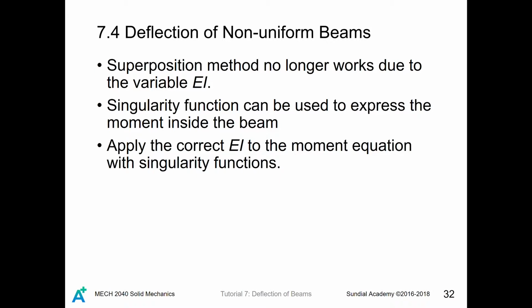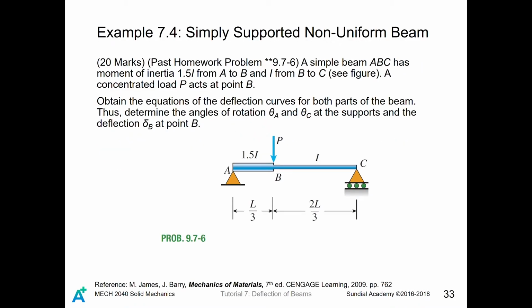So the main thing is how you can handle the boundary conditions at the joint of two different EIs. Next, I will give you an example of a non-uniform beam. It is a Pascal-Moore problem. A simple beam ABC has moment of inertia 1.5 I from A to B, and I from B to C, and there is a concentrated load acting at point B.